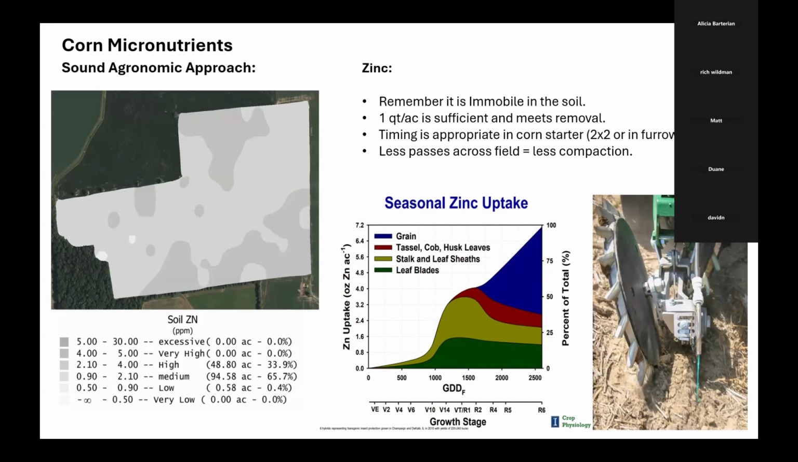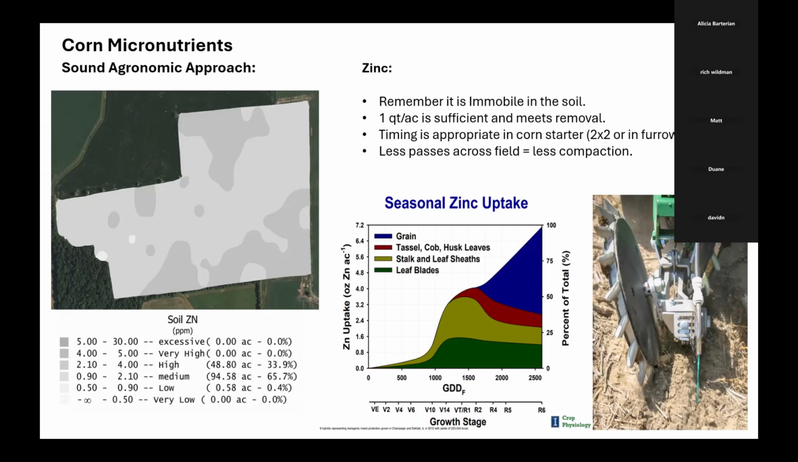Zinc can be a limiting factor, and it doesn't move in the soil. We've got to remember that. Put that zinc down in a band. A quart of 9% pretty much equals that 200 bushel corn removal. If we can put that down in our starter, and just about everybody that I work with has zinc, we can run it down and pretty much do an in-grow system. And that part's taken care of.